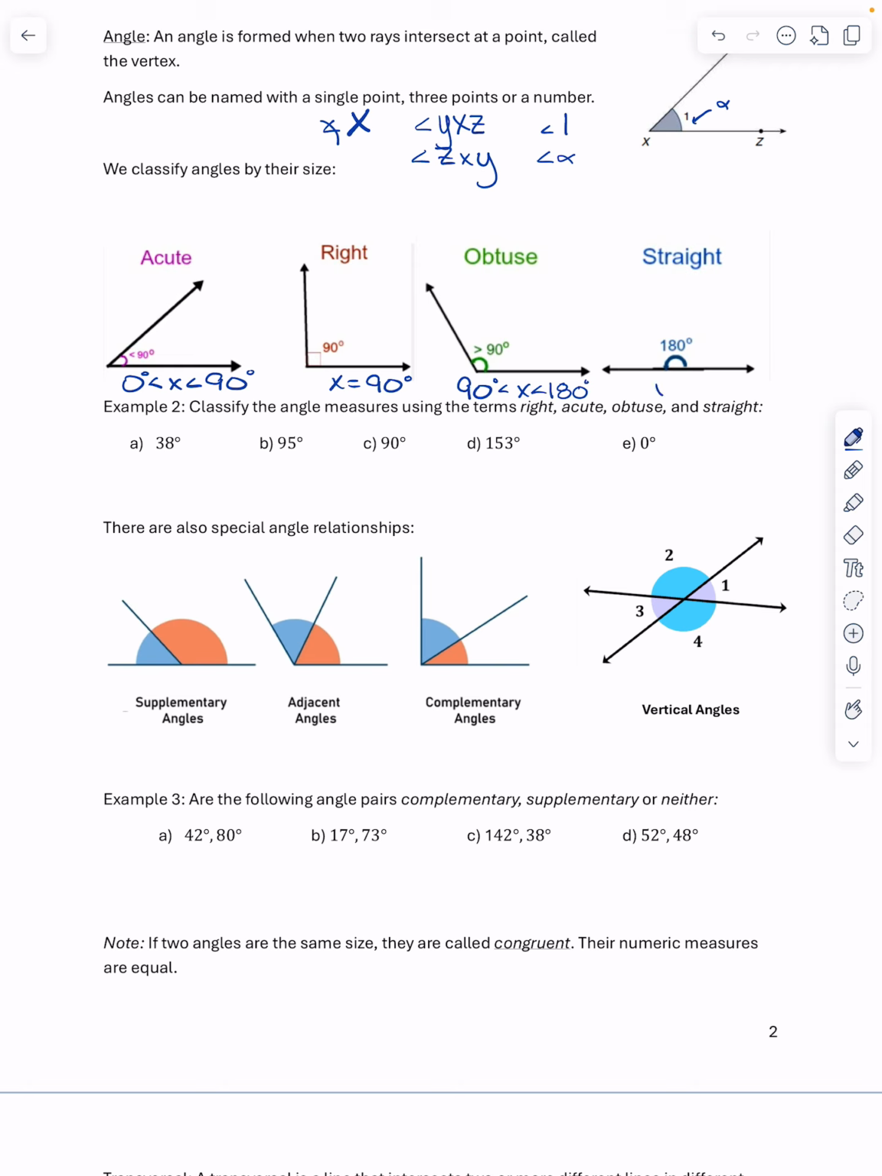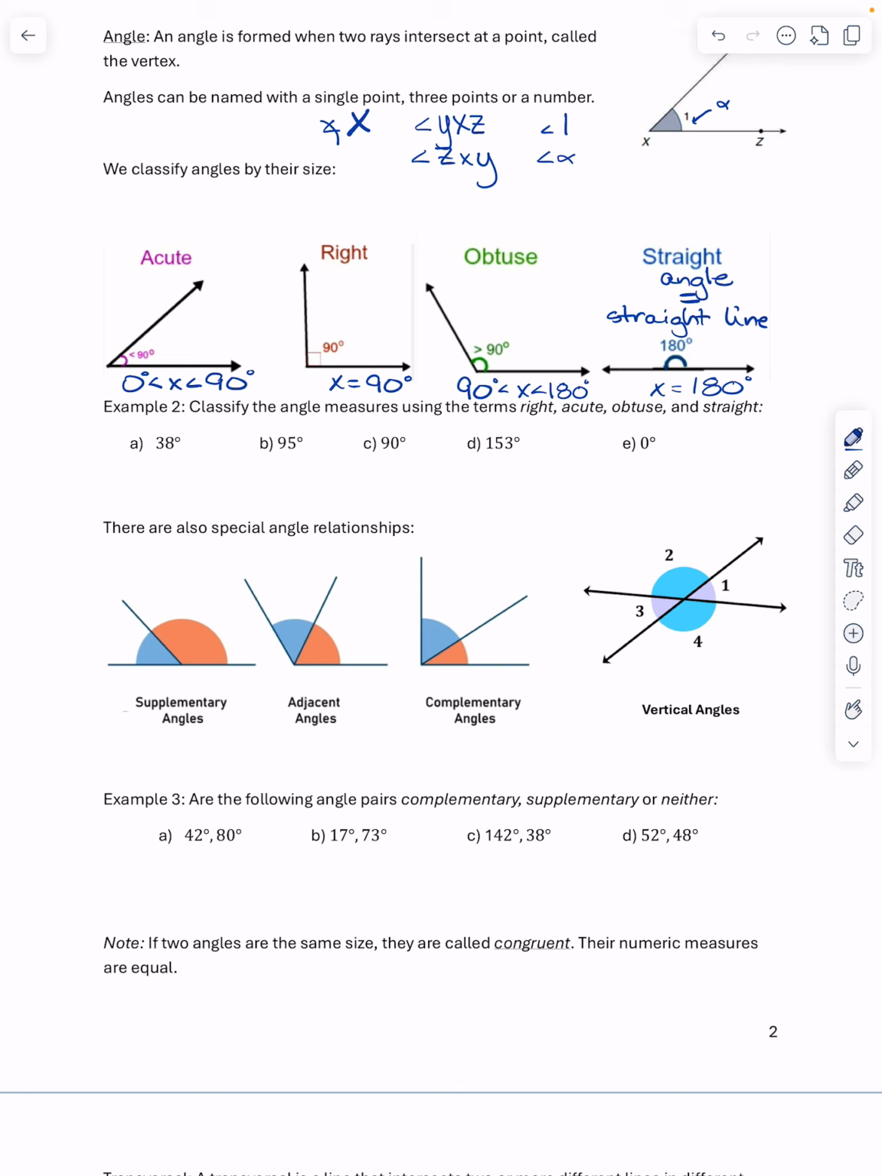A straight angle, and this is the one term you may not have heard before, is just a straight line. So straight angle is a straight line. And we use that 180 degrees to come up with angle measures when I've got two angles shoved together that make a straight line.